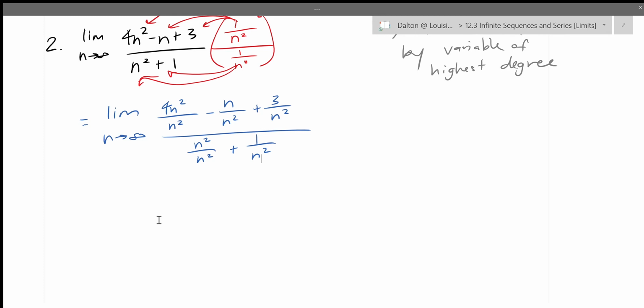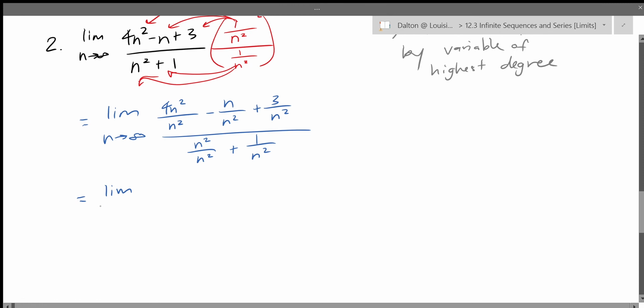Okay, so then we're going to go ahead and simplify these terms.